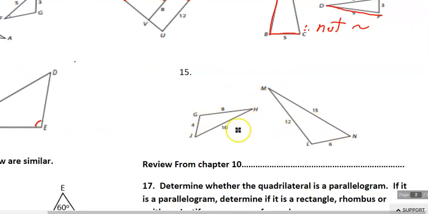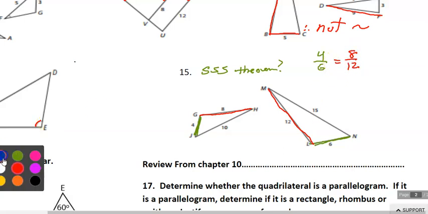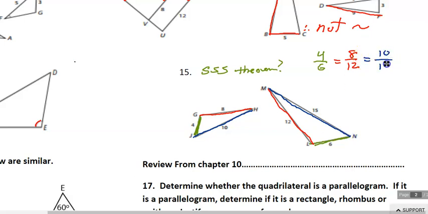Next, number 15. Again, we have 3 sides, so it looks like a candidate for side, side, side theorem. Okay, maybe. We got to see if the proportions are the same. So we got to check to see if 4 over 6 is that the same as the other sides? So we can do 8 over 12. And then also 10 over 15. And if you go through each one of these and double check, looks like they all reduce to, divide top and bottom by 2, I get 2 over 3. Top and bottom by 4, I'll get 2 over 3. If I divide top and bottom by 5, I'll get 2 over 3. So all these reduce to the same scale factor. So yes, it is similar.